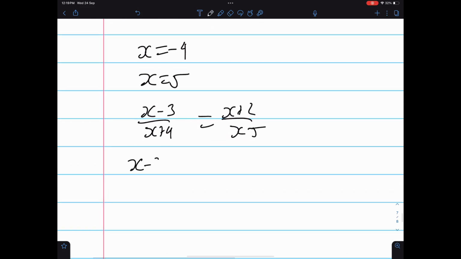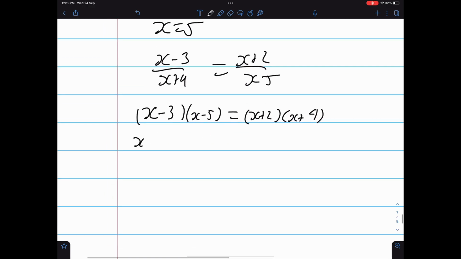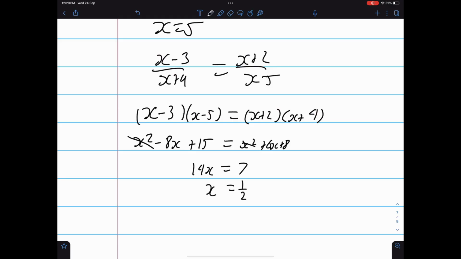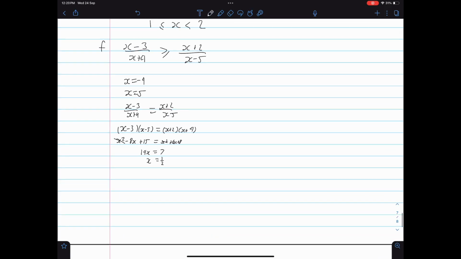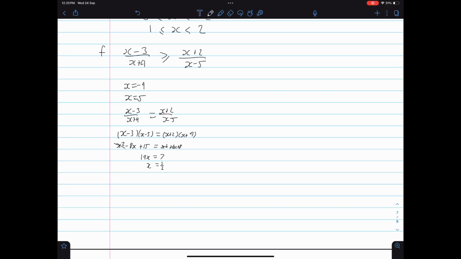And we'll multiply. x squared minus 8x plus 15 equals x squared plus 6x plus 8. The x squareds eliminate, 14x equals 7, x equals 1/2. So those are our critical points. Negative 4, half, and 5.